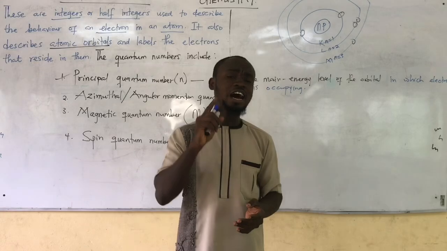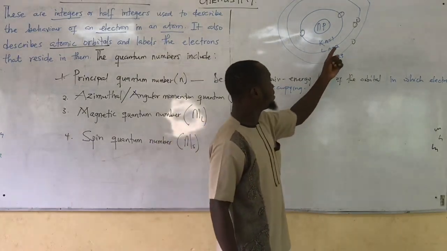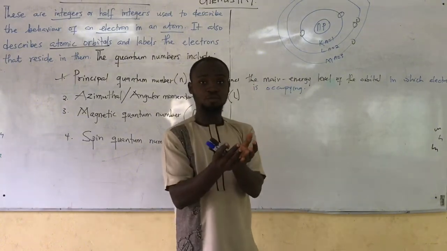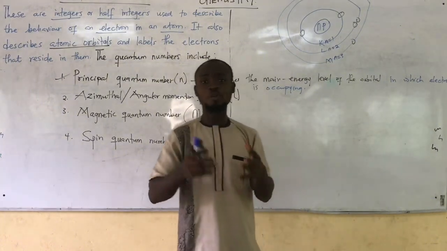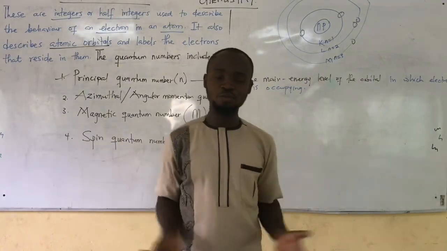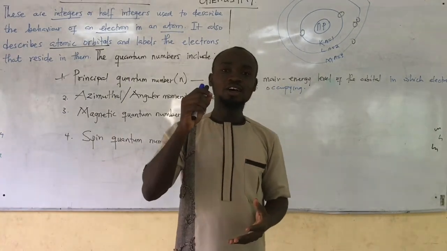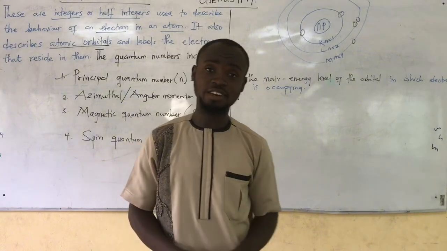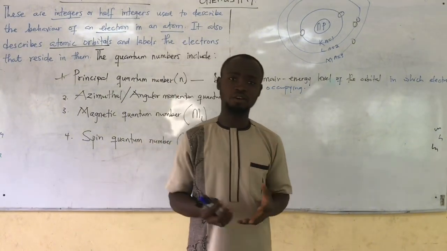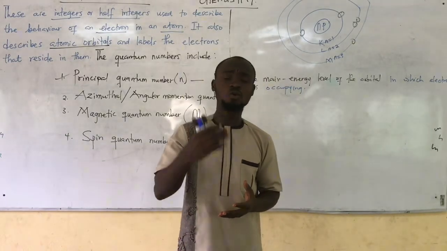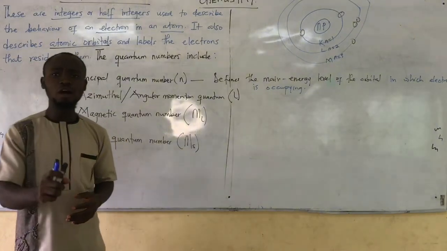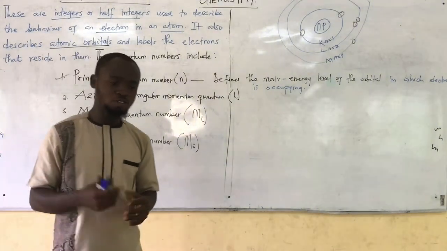So the electrons are not just located directly or exactly on the shells as we know in the modern structure of the atom. They are actually located in what we call orbitals. And orbitals are regions of empty space within the energy level where there is a high probability of locating an electron. How do we understand these orbitals? That is why we introduce the next quantum number. And the next quantum number is the azimuthal or the angular momentum quantum number.